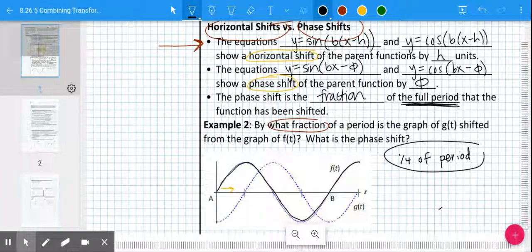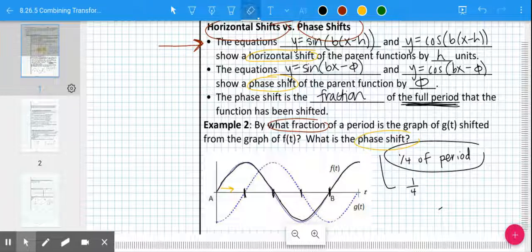I don't know what the period is, but it's shifted 1/4 of the way. There's 1 tick mark, 2, 3, 4. 4 is a full period, and it's shifted 1/4 of the way forward. So we call the phase shift then 1/4 of the period. So the phase shift is 1/4 of the period.